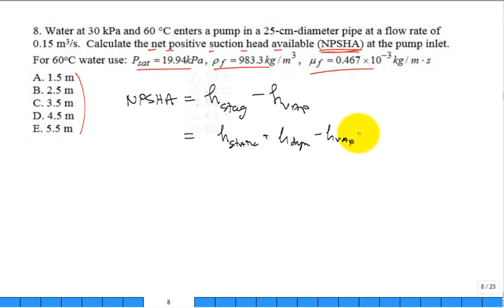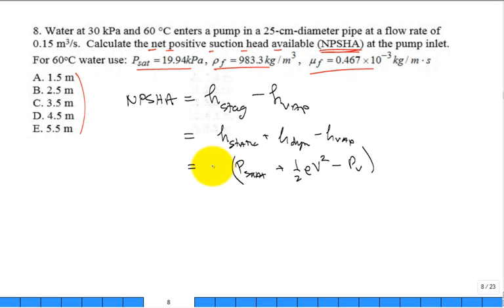Every equation I put on the equation sheet is there for a purpose. So let's talk about this in terms of pressure: the static pressure plus the dynamic pressure minus the saturation pressure, or the vapor pressure.